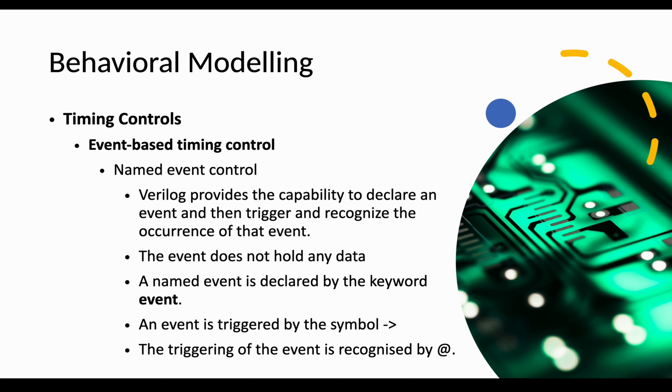Event based timing control. The next one is named event control. Verilog provides the capability to declare an event and then trigger and recognize the occurrence of that event. The event does not hold any data. A named event is declared by the keyword event. An event is triggered by the arrow symbol. The triggering of an event is recognized by @.